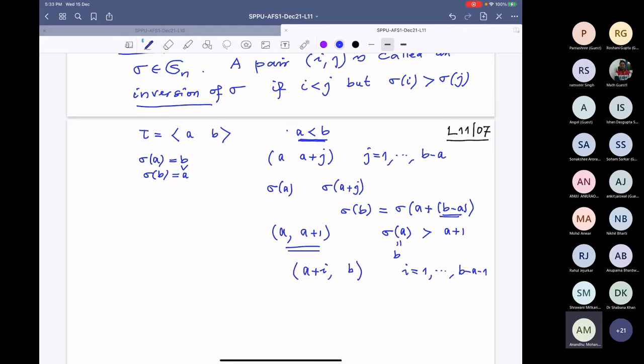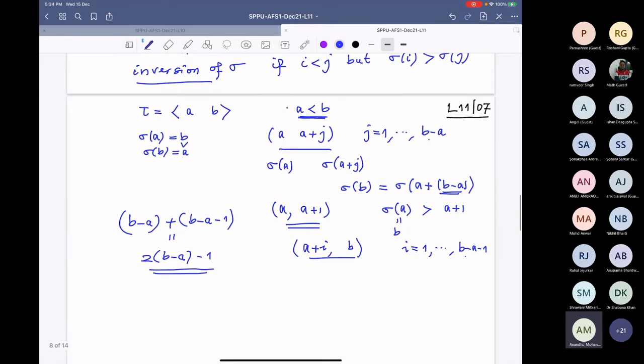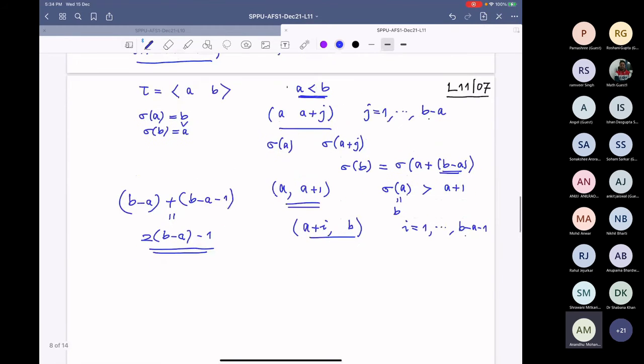So therefore, the number of inversions are this together with this. So how many are they in number? b minus a from here, b minus a minus 1 from here. So b minus a plus b minus a minus 1, which is equal to 2 times (b minus a) minus 1. That is the number of inversions. And this is an odd number. And sign is related to the inversion by this formula.